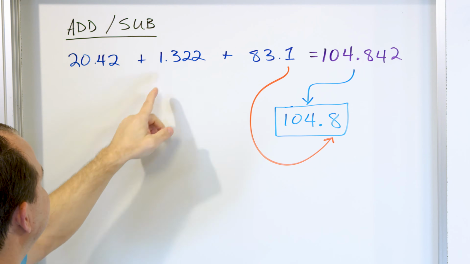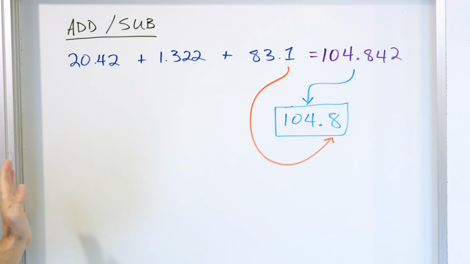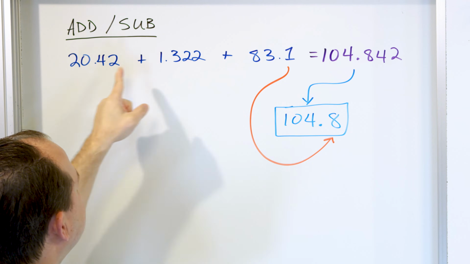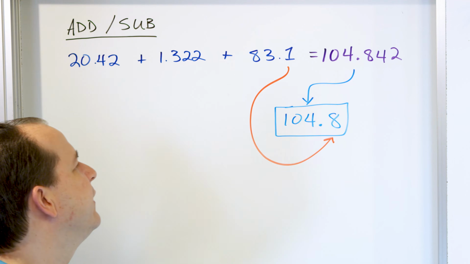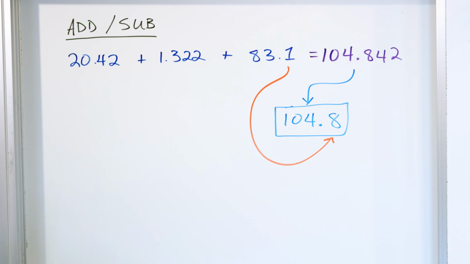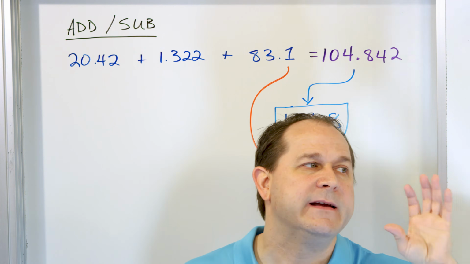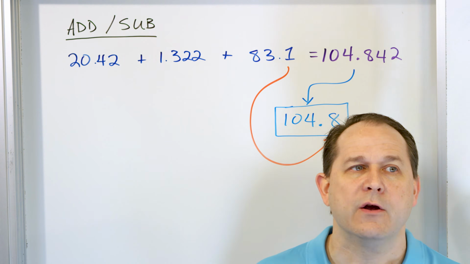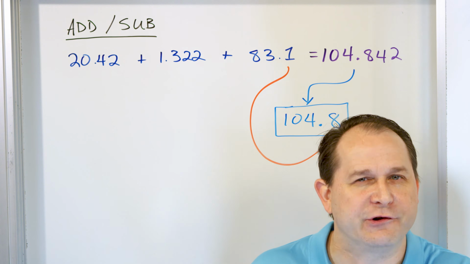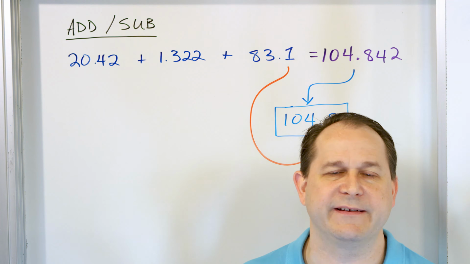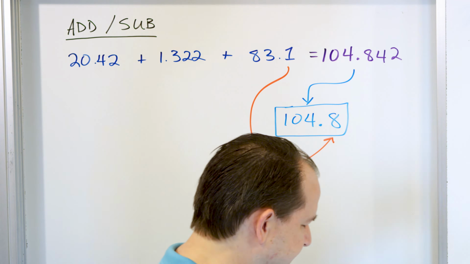How many digits after the decimal here? How many digits after the decimal here? And then we're going to say, okay, which one's the limiting factor? This one only has one digit after the decimal, so my answer is going to only have one digit after the decimal. So all you're doing is looking at how many places after the decimal I have in the numbers I'm adding or subtracting. Whichever one is the smallest one is like the limiting factor. That's the one I'm least sure of. And so in my answer, I'm just going to put the same number of digits after the decimal. And that's how you handle addition and subtraction.